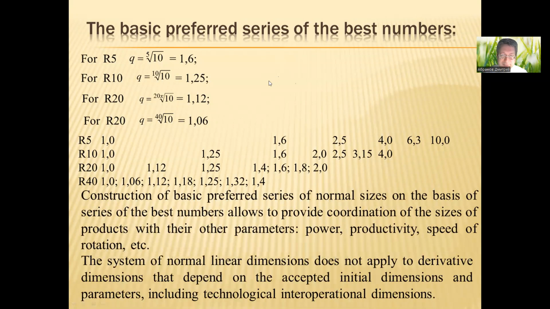Construction of basic preferred series of normal sizes on the basis of series of preferred numbers allows us to provide coordination of the sizes of products with their other parameters: power, productivity, speed of rotation, etc. The system of normal linear dimensions does not apply to derivative dimensions that depend on the accepted initial dimensions and parameters, including technological interoperational dimensions.